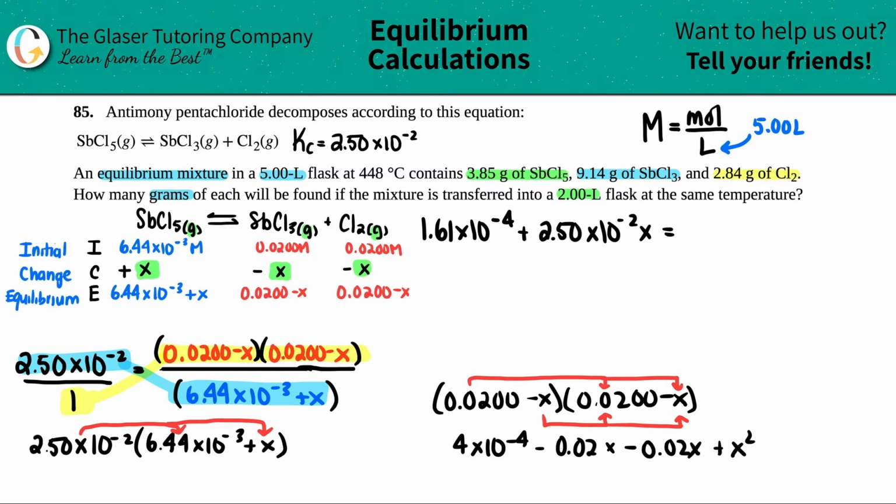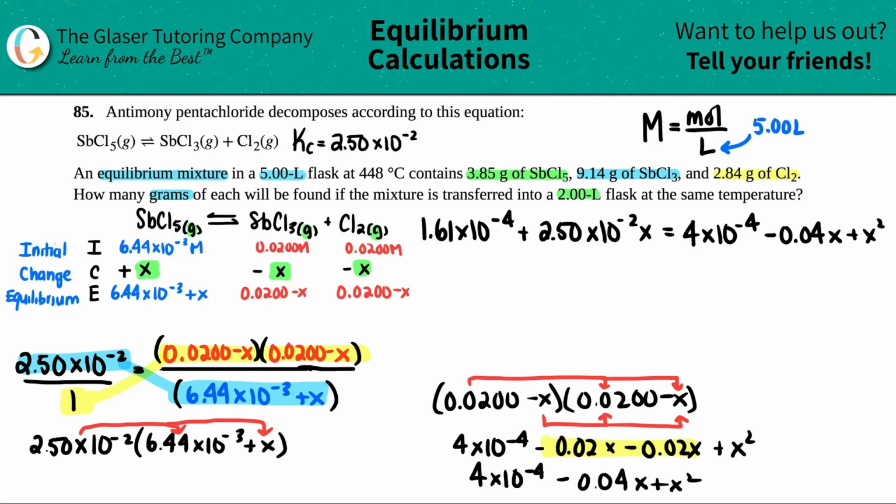right? Now I just need to simplify the like terms. So this would be 4 times 10 to the negative 4th minus 0.04x plus x squared. And this now all goes on this side of the equal sign. So 4 times 10 to the negative 4th minus 0.04x plus x squared.